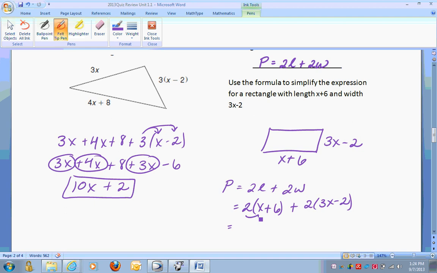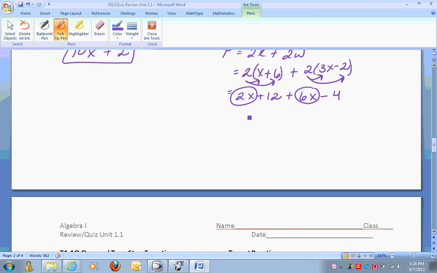Well, now we can distribute the 2 inside the parentheses, and you end up with 2x plus 12. Then distribute this 2 inside this parentheses, and you end up with 6x minus 4. Now when you combine like terms, you combine the 2x and the positive 6x, and you end up with 8x, and then the positive 12 and the negative 4 combine to equal positive 8. So my perimeter equals 8x plus 8.